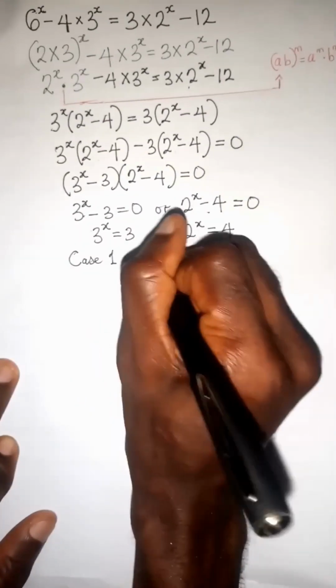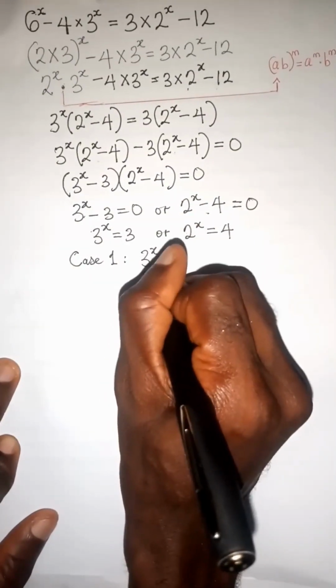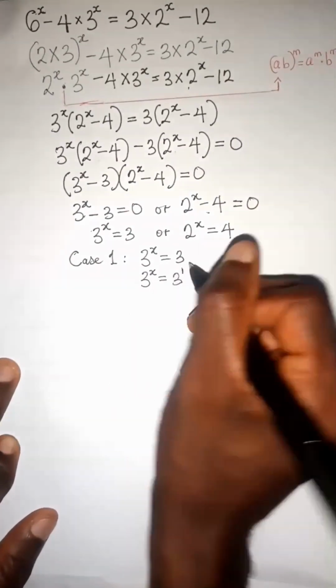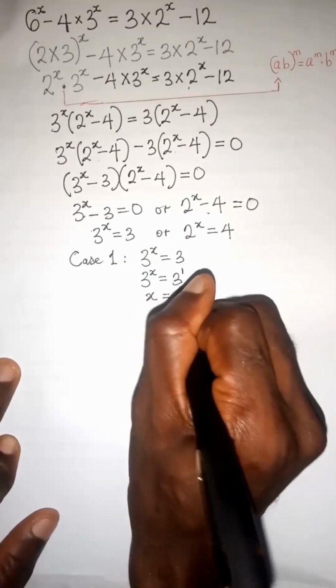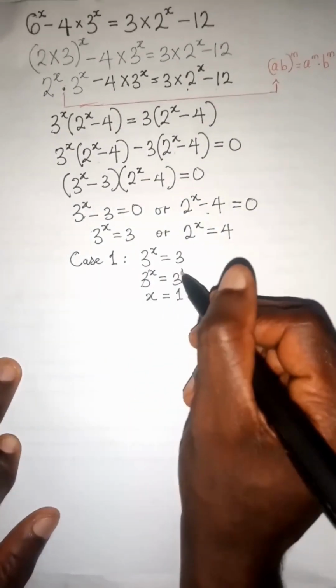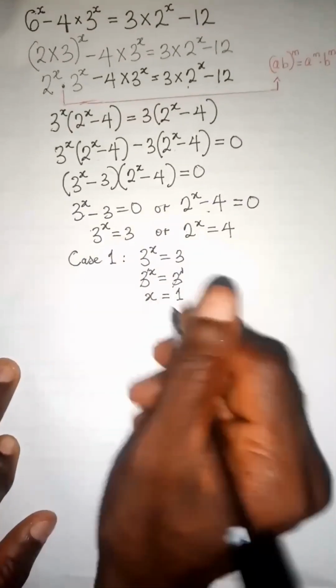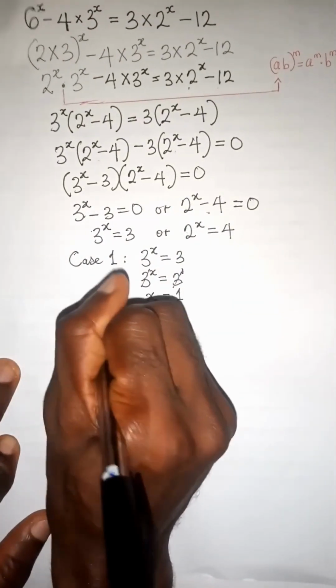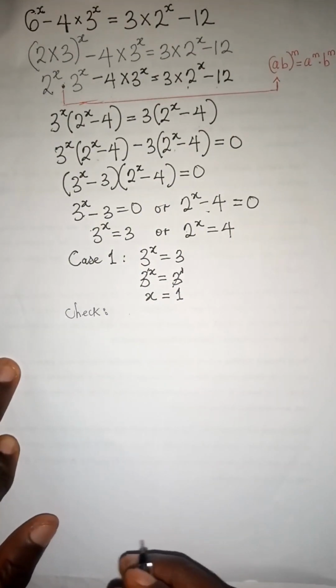That one is 3 to the power of x equals 3, which can be expressed as 3 to the power of x equals 3 to the power of 1. So when we equate the indices, x is going to be 1 as the bases are equal. Now, before we proceed, let us test this with the original equation. Let's do a little check to test the validity of x equals 1.